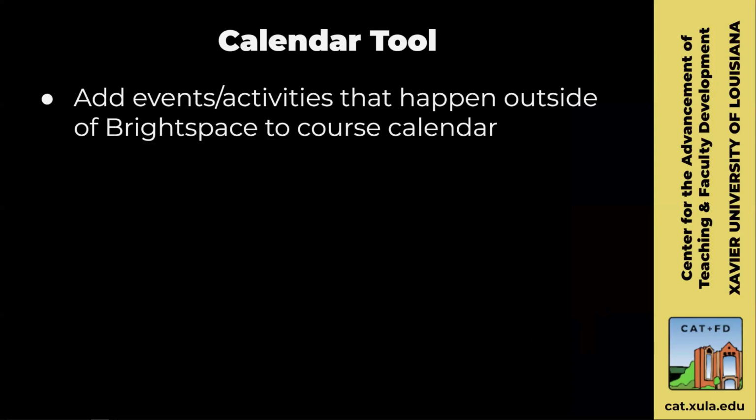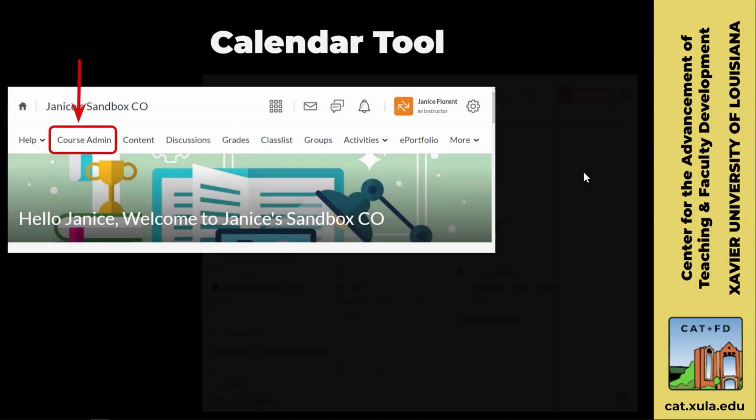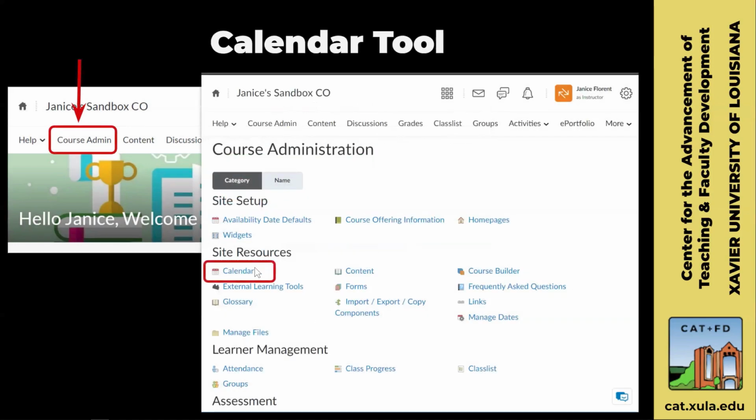The calendar tool lets you add events and activities that happen outside of Brightspace to your course calendar. Like if your class is a face-to-face class, you can still put events and activities into the course calendar. They would show up there as well. And so to get to the calendar tool, you go to course admin and then calendar.